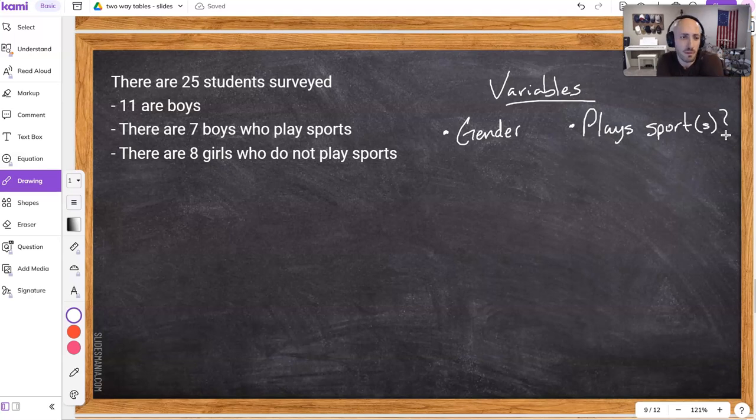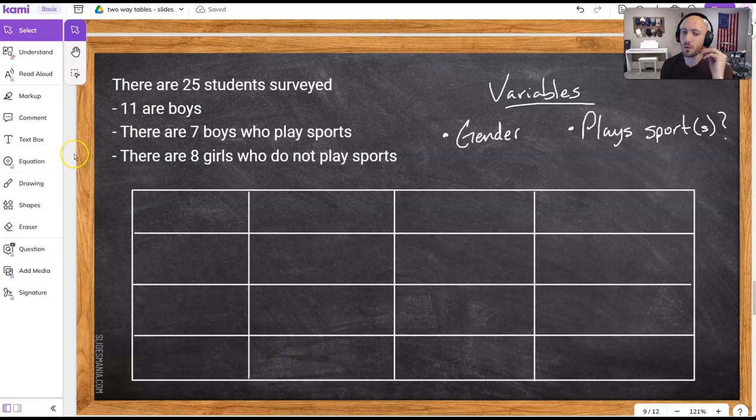All right, pause the video, make a two-way table. Okay, hopefully you were able to figure this out and get your two-way table all organized. So we're going to end up with 4 columns and 4 rows here, and I'll show you what goes in each one as we start to fill this in.